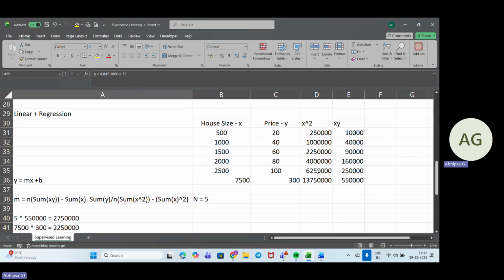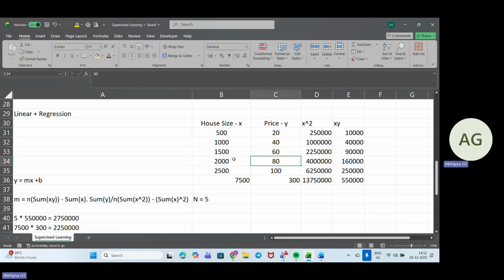Okay. So here you can see for this 1,500, the price we are getting as 60, and for 2,000, the price is around 80. Now, any of the price in between them, that is 1,800, that is in between 1,500 to 2,000, the value we are getting is 72 lakhs.